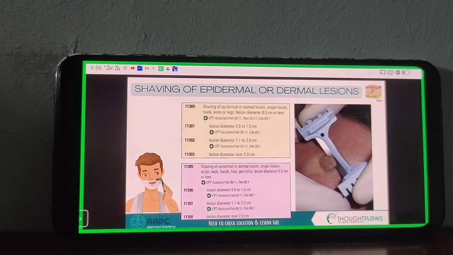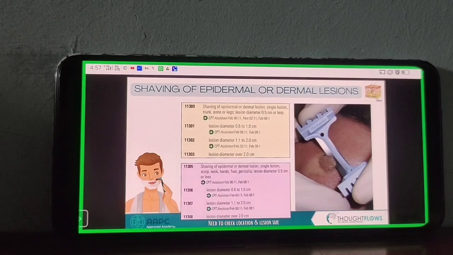Here we are reporting 2 codes under the same code description, that means under the same standalone code. That's why we should append modifier 59 with the second one. So 11302, 11301, 59. Did you understand?